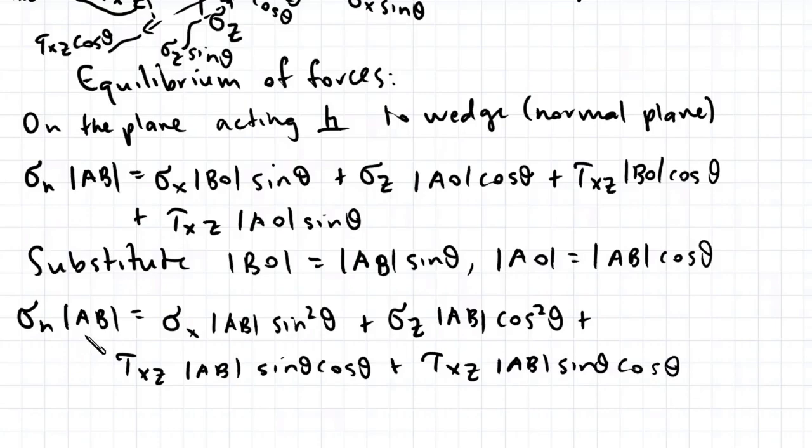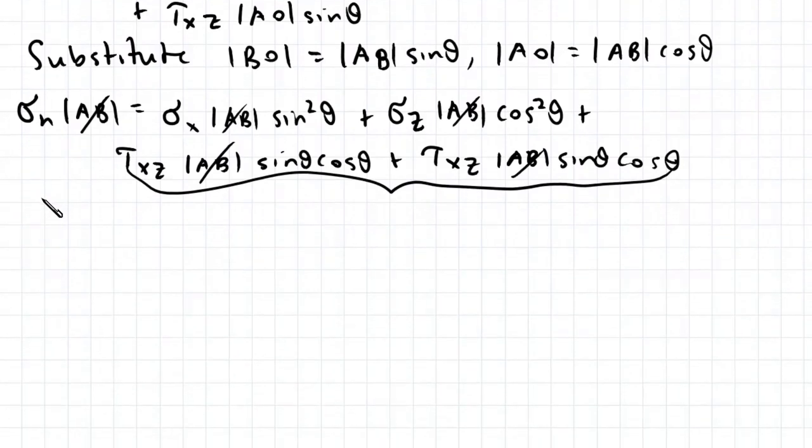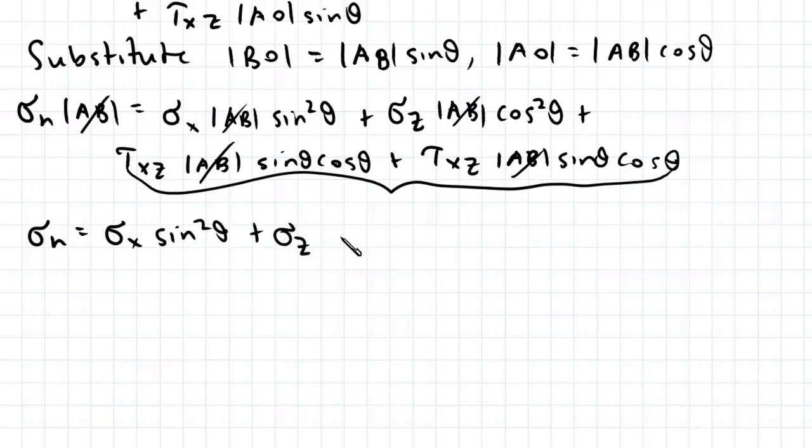Now of course we can cancel out all the AB lengths here. We can also add these two terms together. So just to simplify that down a bit, I'll write that again a bit neater. So the normal stress equals to sigma x sine squared theta plus sigma z cosine squared theta plus 2 tau xz sine theta cosine theta.